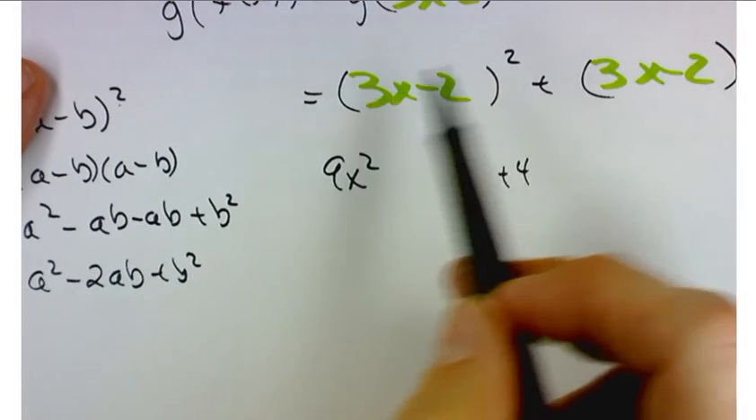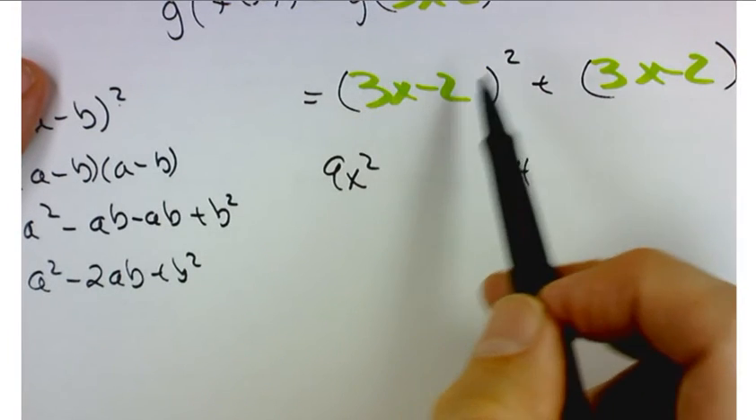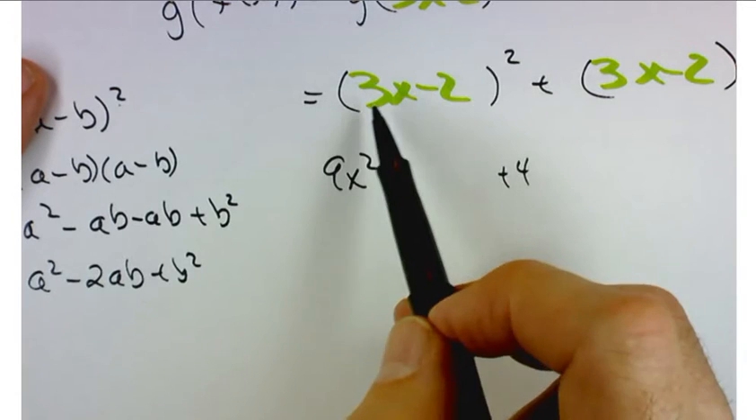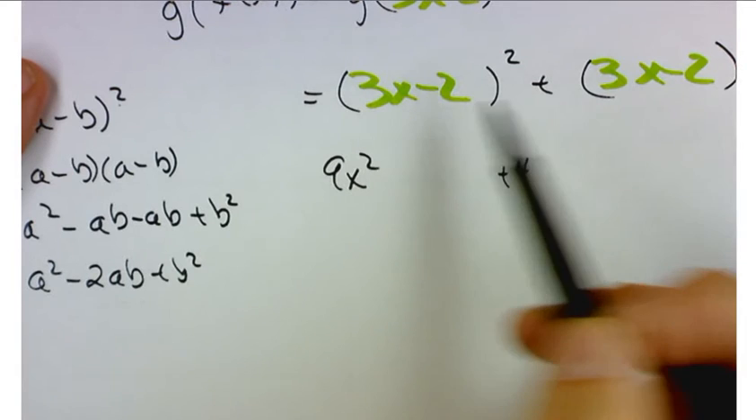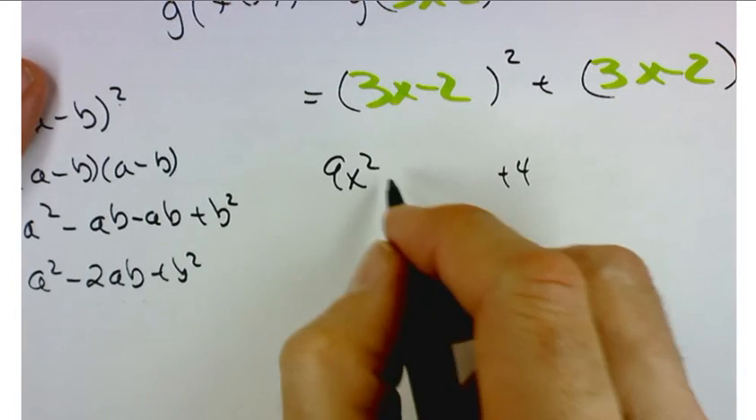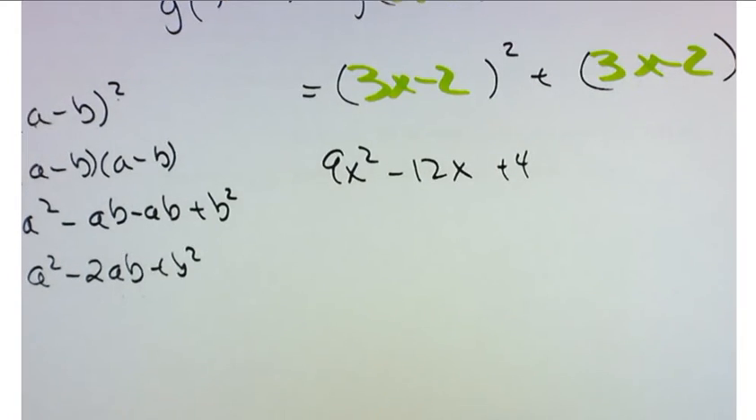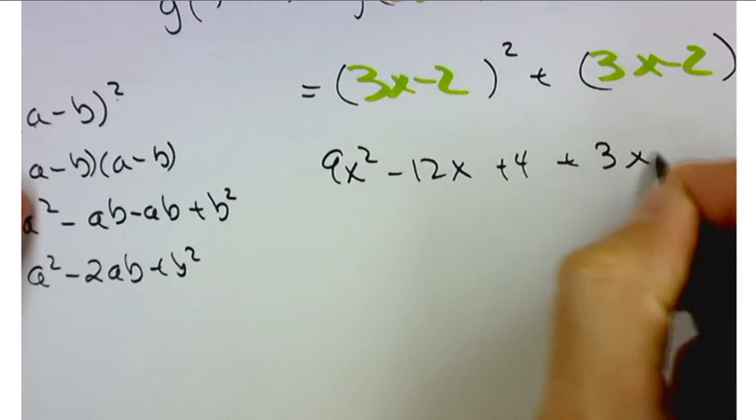Now 2 times this, well, 2 times this is 6x times negative 2. 6x times negative 2 is negative 12x. There you go. So it's great if you can do that. I wouldn't suggest you do that unless you're comfortable with it. But if you can do that, it's a nice trick. It's going to shorten up a lot of your work.